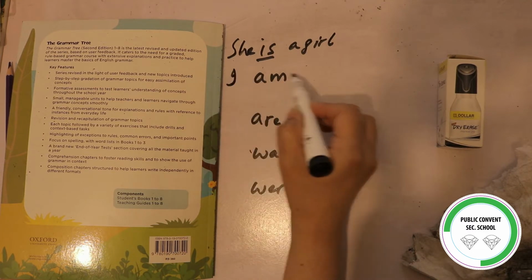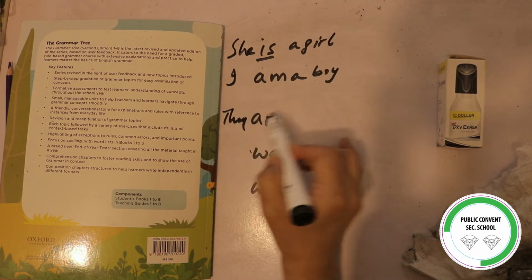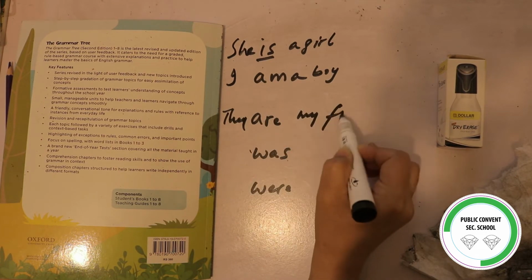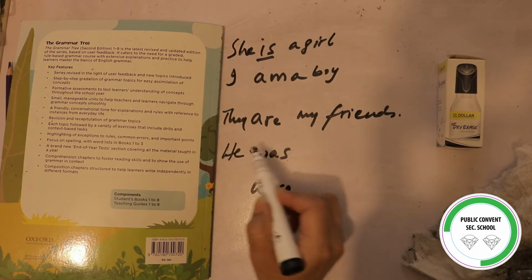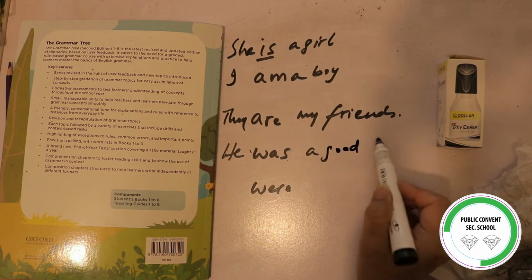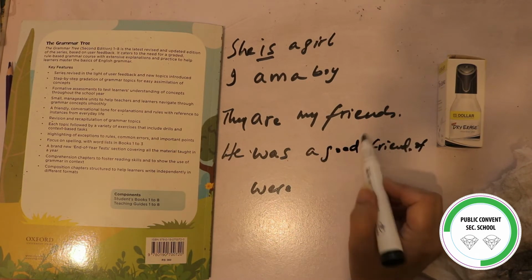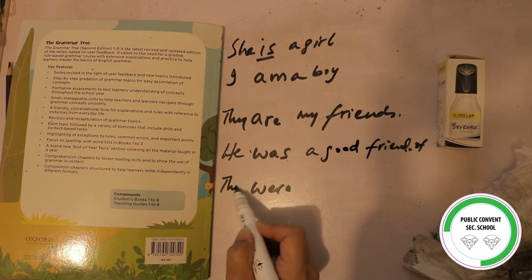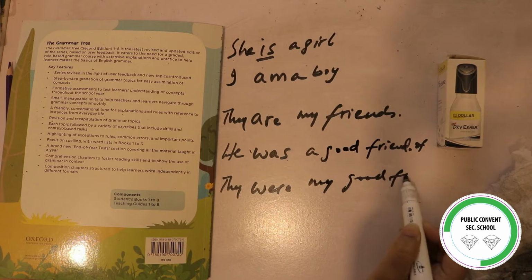I am a boy. They are my friends. Full stop. He was a good person. जैसे अब कोई बंदा है वो नहीं है बेचारा और उसकी डेथ हो गई और आप कहते हो he was a good friend of mine या फिर he was a good person. They were my good friends. My good friends थे, यानी अब नहीं है मेरे फ्रेंड्स, वो पहले थे.